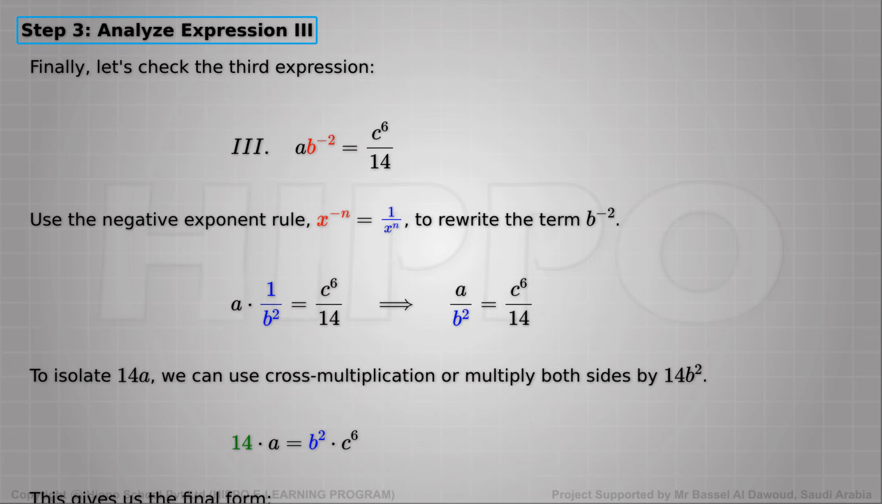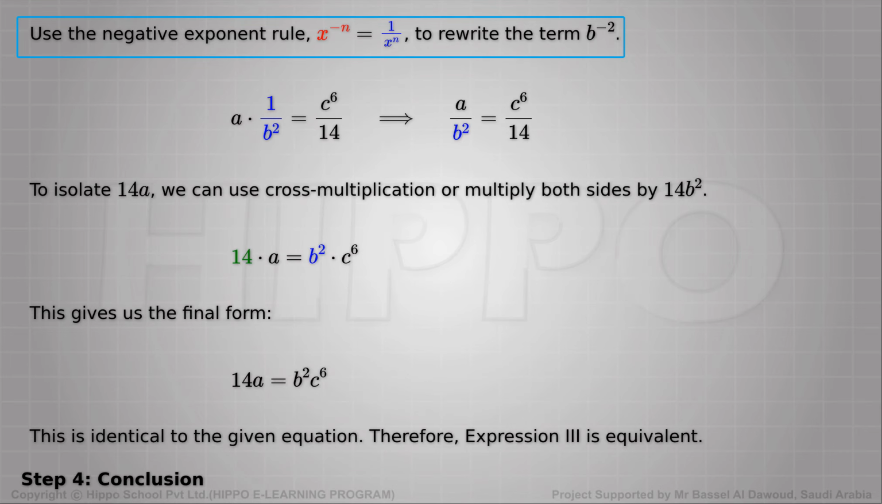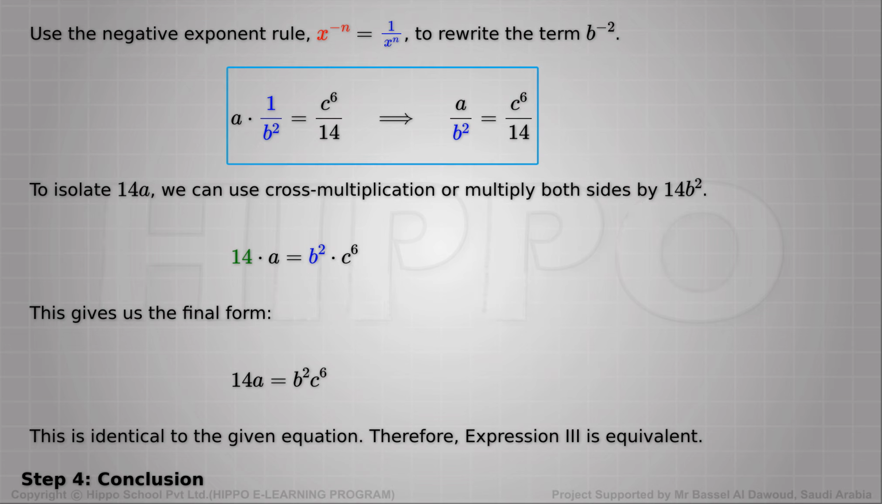This one is written as a times b to the negative 2 equals c to the sixth over 14. That negative exponent is the first thing we should deal with. Remember the negative exponent rule. x to the power of negative n is the same as 1 over x to the power of n. So b to the negative 2 is the same as 1 over b squared. When we substitute this into our expression, we get a times 1 over b squared, which simplifies to a over b squared. So the equation now reads a over b squared equals c to the sixth over 14.